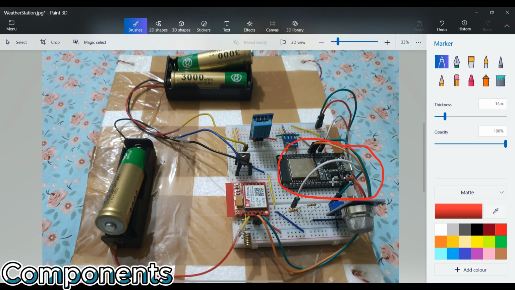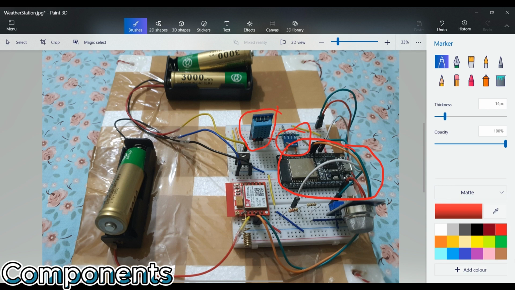So as the microcontroller, as I've already told you, I've used the ESP32 board, which is very compact and lightweight. To monitor the temperature and humidity, I have used the DHT11 temperature plus humidity sensor module. To monitor the atmospheric pressure and the altitude, I have used the BMP180 module. As you can see, that comes with a number of features, but for this part of the project I have only used the atmospheric pressure and the altitude.